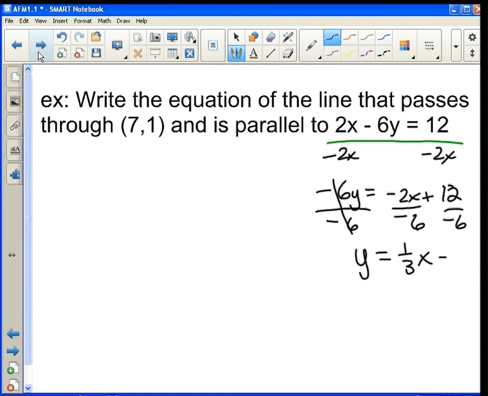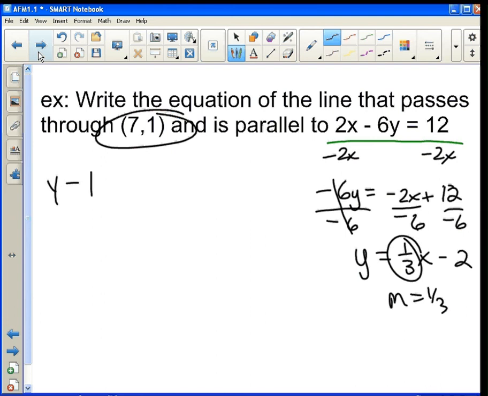So our slope is going to be 1/3, because we know parallel means they have the exact same slope. So my slope is 1/3, and my point is (7, 1). So I do y minus the y value equals m times x minus the x value. So then I distribute the 1/3 through and add 1 to both sides.